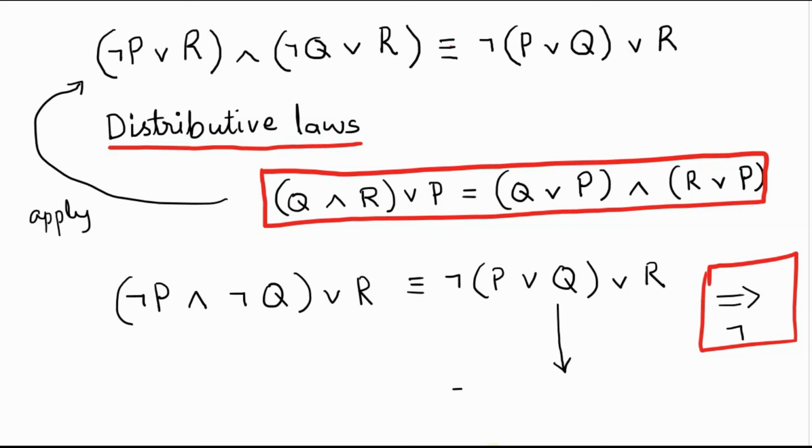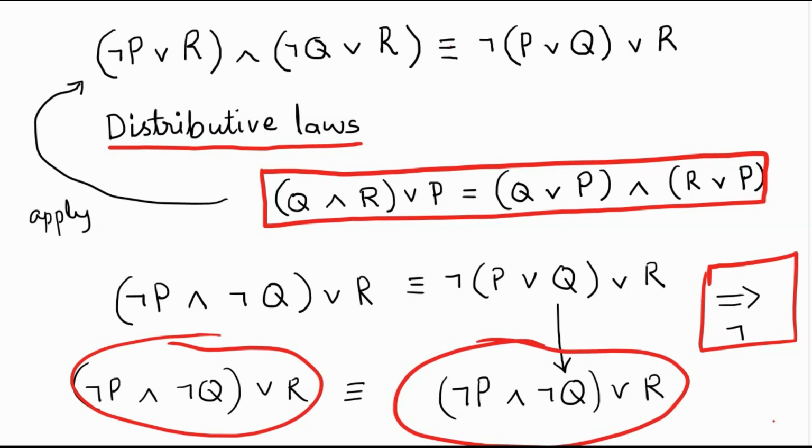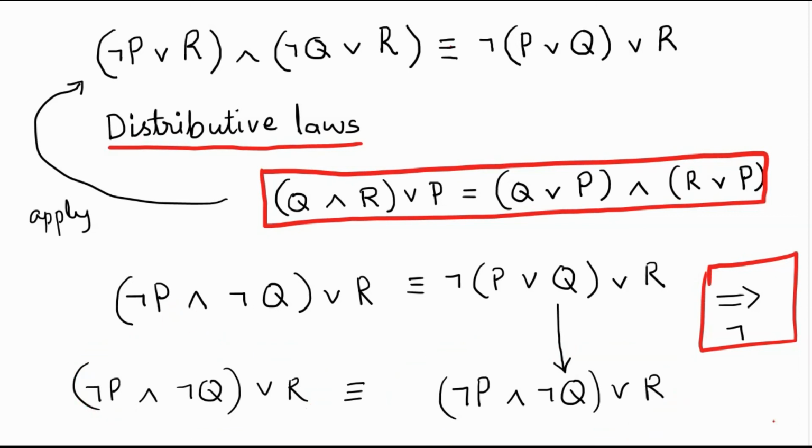So not of P or Q becomes not P and not Q, and our equivalence becomes not P and not Q, or R, is equivalent to not P and not Q, or R. Now the original equivalence is the same on the left-hand side as well as the right-hand side. Therefore the logical equivalence is valid and hence proved.